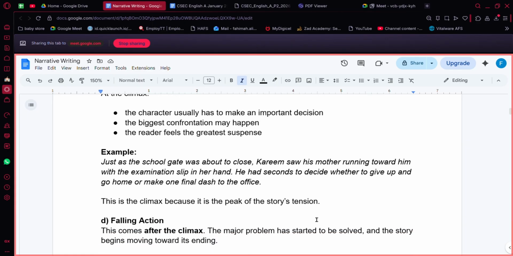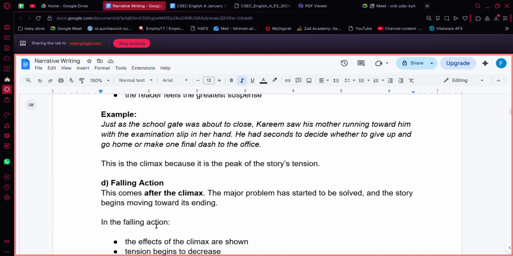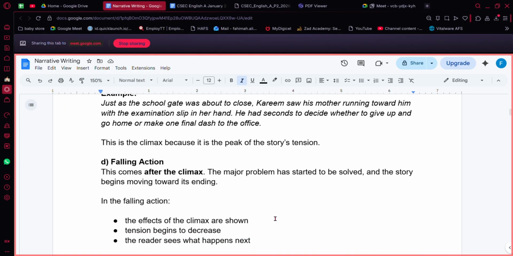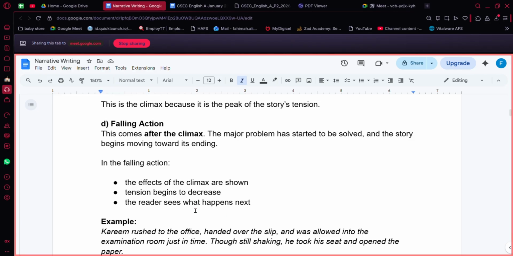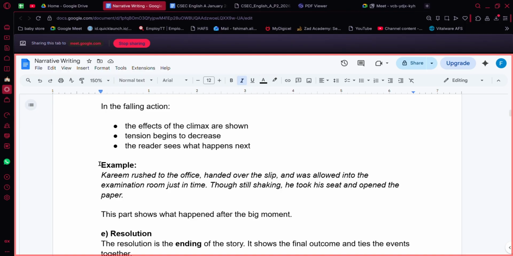Then after your climax, or right after your climax, comes the fall in action. This is where the major problem has started to be resolved and the story begins to move towards the ending. So in the fall in action, the effects of the climax are shown. The tension begins to decrease and the reader sees what happens next. So, using the same example, Karim rushed to the office, handed over the slip and was allowed into the examination room just in time. Though still shaking, he took his seat and opened the paper.